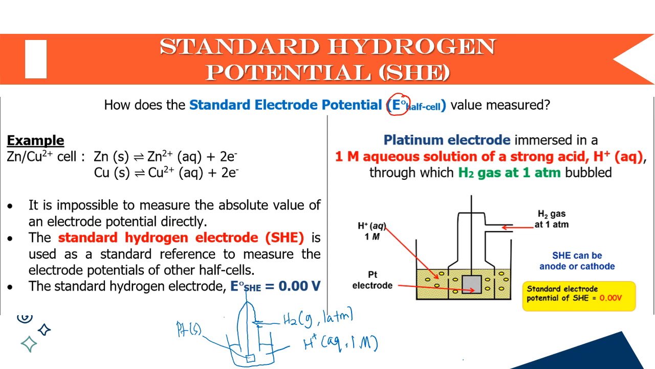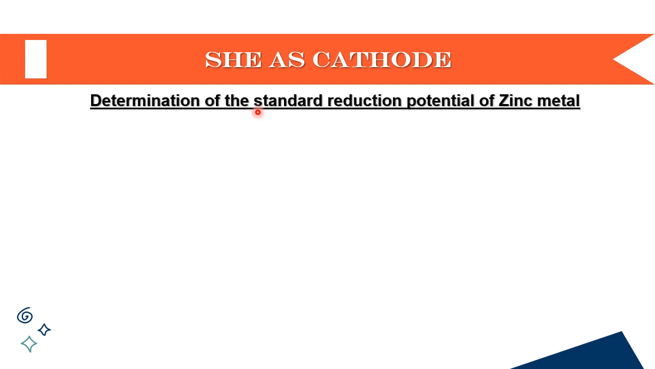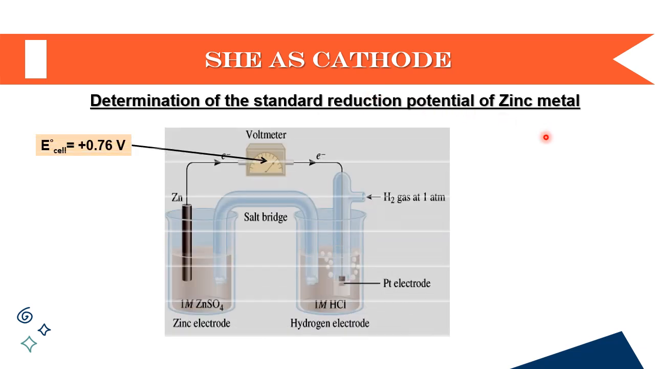Okay, how are we going to use SHE inside our galvanic cell? Let's take a look at a few examples. Our standard hydrogen electrode can either be a cathode or at the same time an anode, depending on the other half cell. So we're going to discuss first SHE as cathode: determination of the standard reduction potential of zinc metal. This is the setup when we use SHE as cathode.